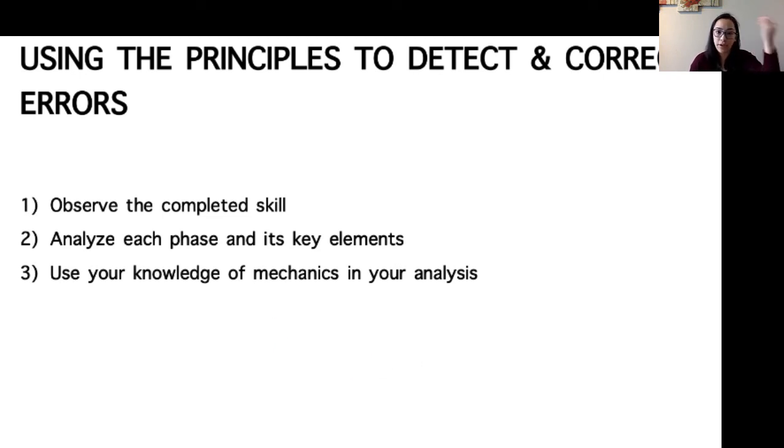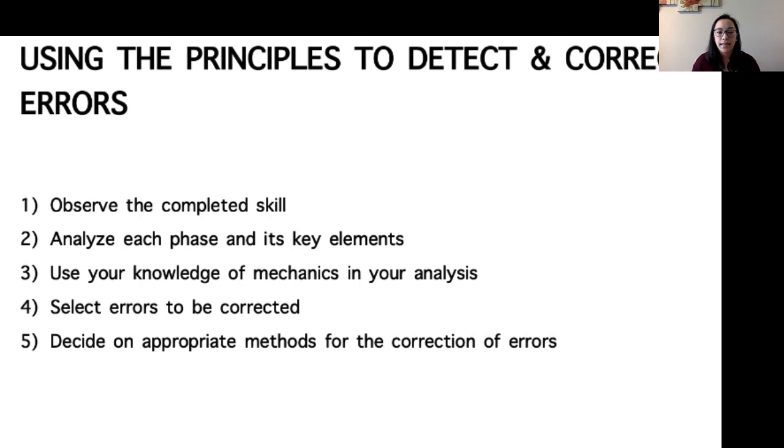From there, once you figure out what's missing from their movement pattern, you select the errors to be corrected. Usually we're going to focus on larger errors first before smaller ones. And then after that, we can decide on the appropriate method of correcting the errors. This is where motor learning principles really come in handy, where you consider what type of feedback you give people, how you time the feedback, and what the method of feedback is. If you're giving them verbal instruction, are you doing demonstrations? Are you using technology in the sense that you film and then do a replay?